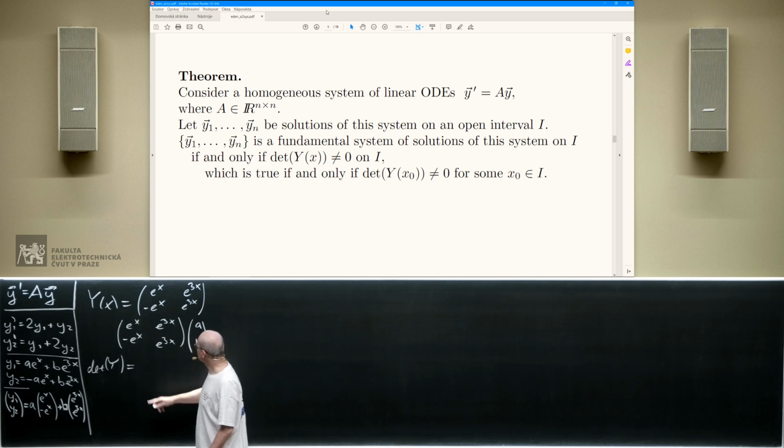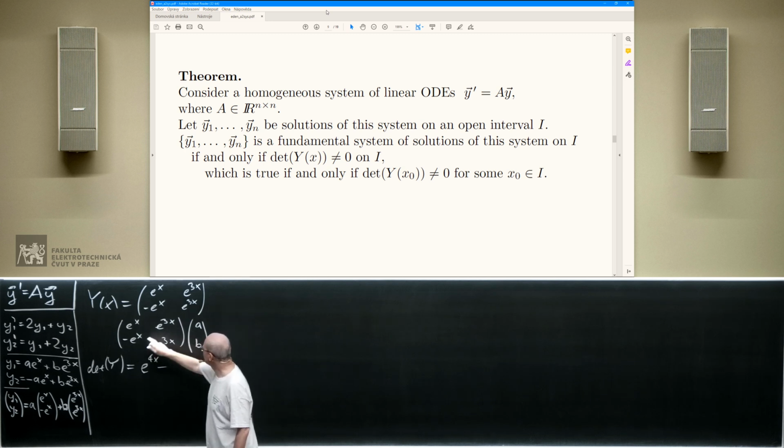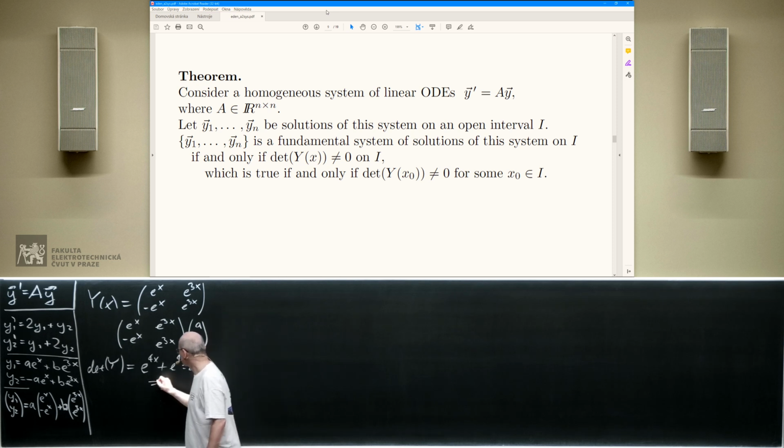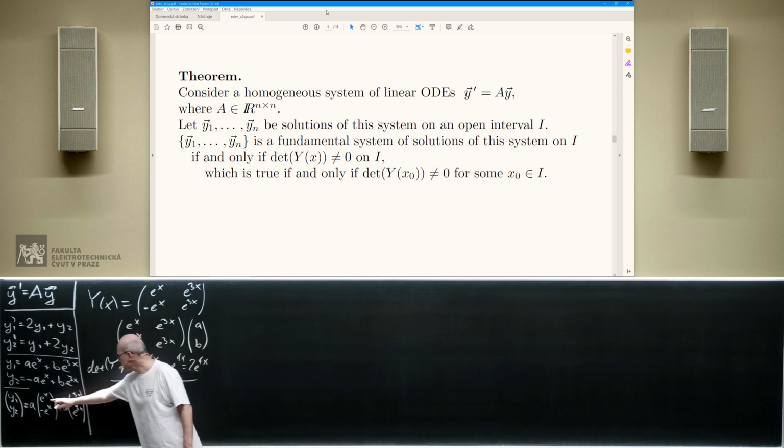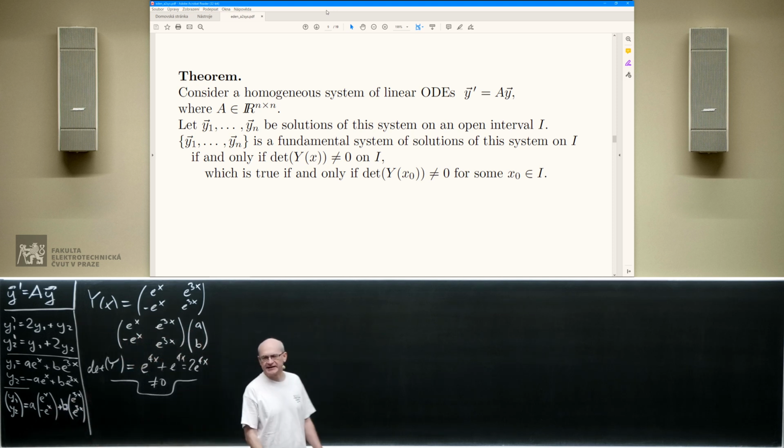Well, I'm taking the determinant, so I'm taking the product of the main diagonal, which is e^(2x), and subtracting the product of these two guys. There is another minus, so it's plus e^(2x), and I'm getting 2e^(2x). This is definitely not 0. And this confirms that our two vectors here are linearly independent. Very nice.